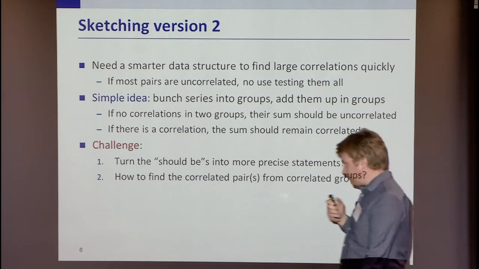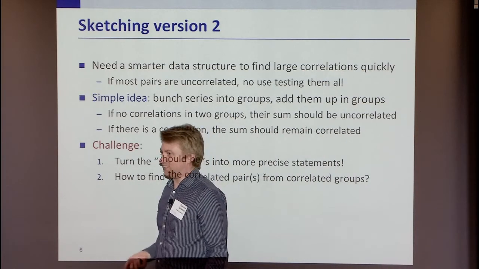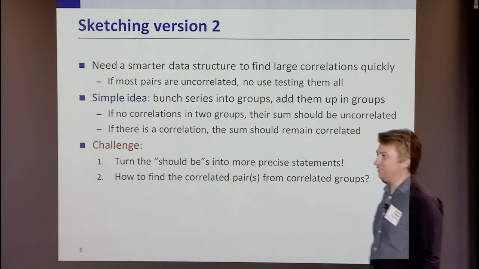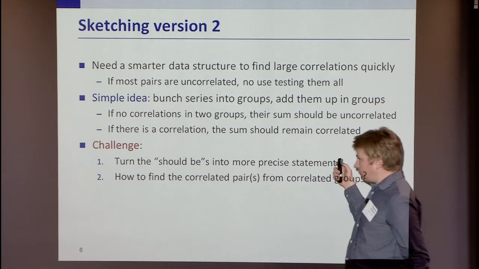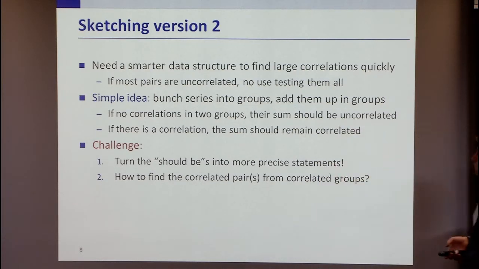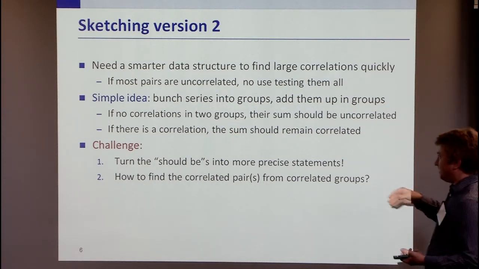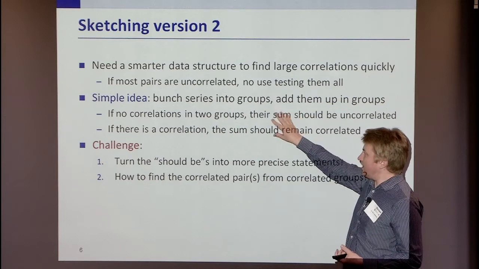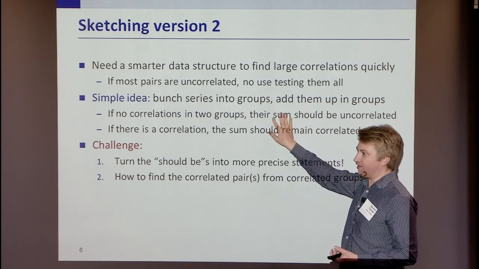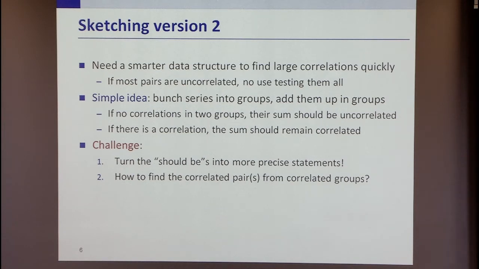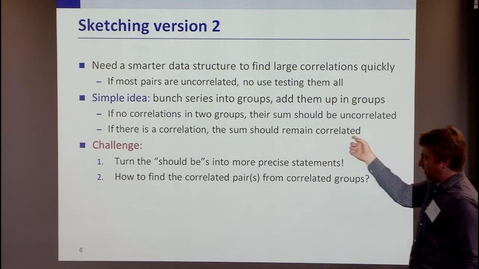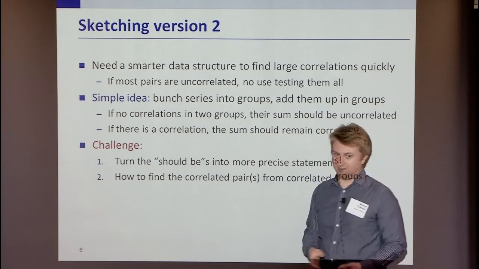So the work to do is to take those claims and turn the should be's into something slightly more precise, which can be formalized without too much pain. And secondly, say, okay, well, if I do this, then for sure, when I find no correlation, and I'm reasonably convinced there really is no correlation between a pair of groups, I can ignore everything within those groups. But when there is a pair of groups that look like there's a correlation lurking somewhere within, how do I find it?